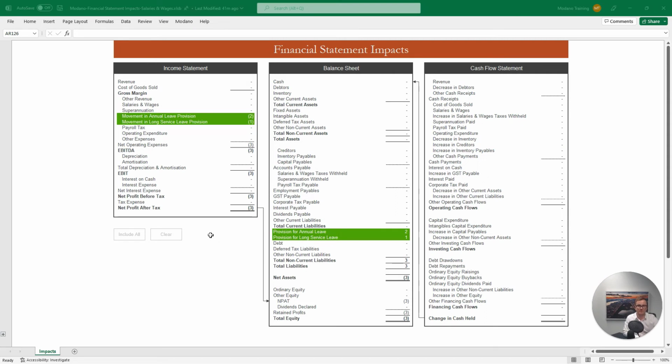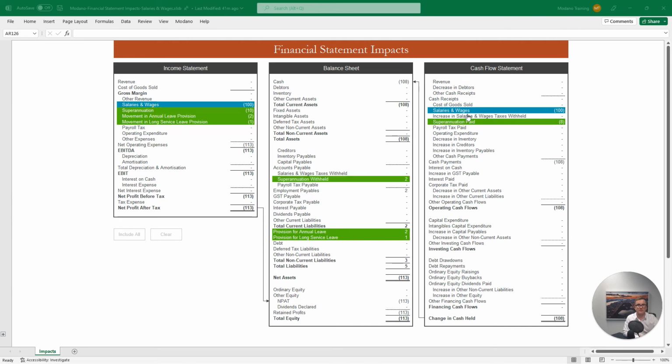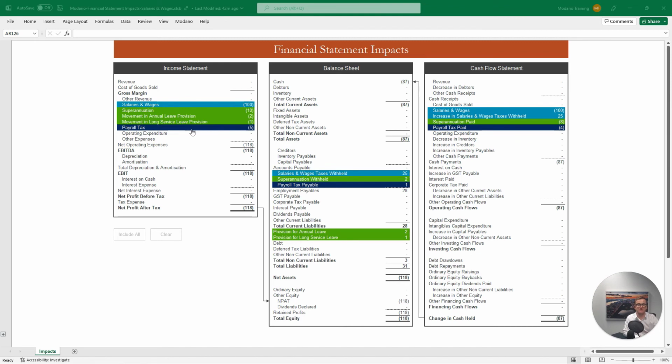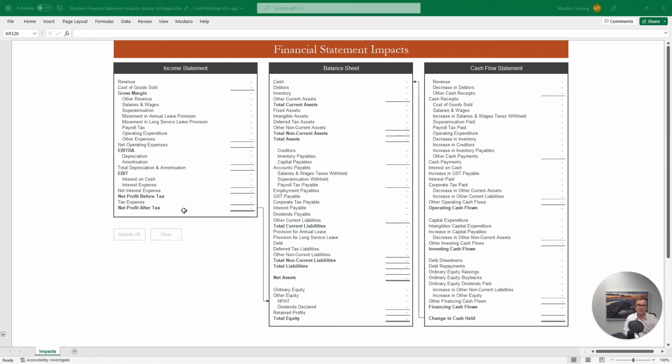Now, leave entitlements are just one part of our broader salaries and wages analysis within a three-way financial model. There are other areas to consider, such as salaries and wages, superannuation, salaries and wages taxes withheld, and payroll tax. However, for the purposes of this video, when we're looking at just the impacts of leave entitlements within a three-way financial model, we simply account for the movement in the annual leave and long service leave provisions, reflecting the balance change on the balance sheet, and match these with an associated movement on the income statement to ensure that our balance sheet is always balanced.